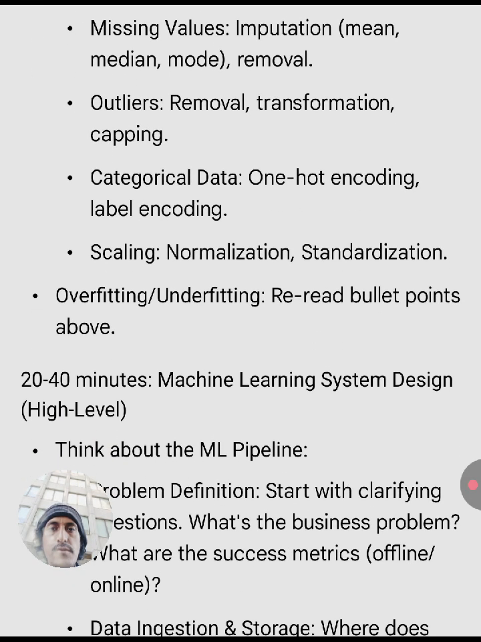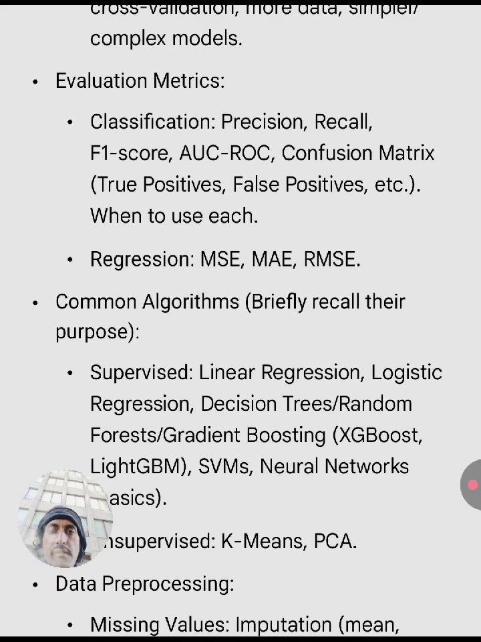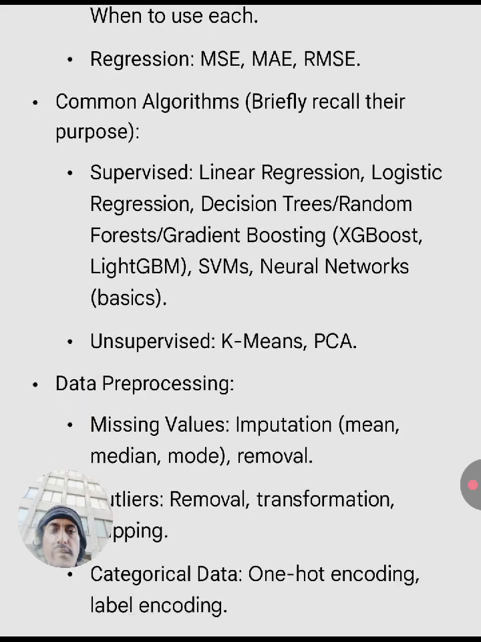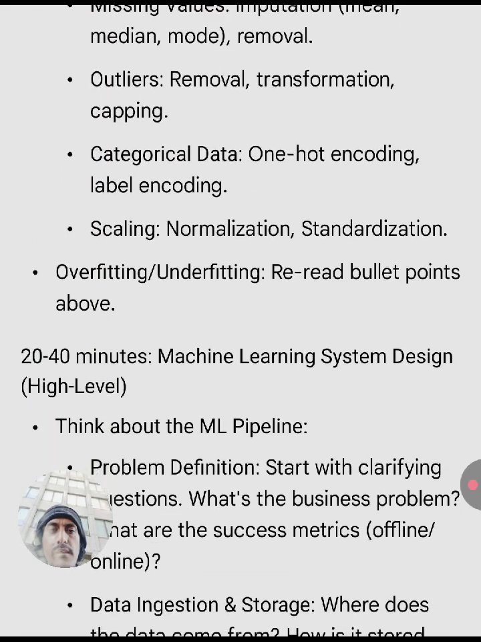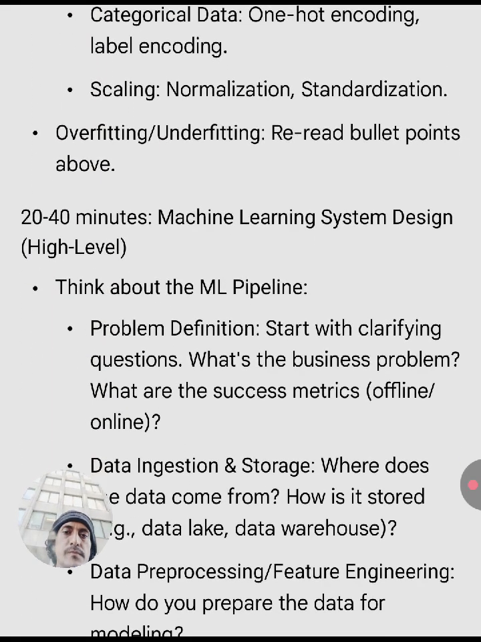Then we have how to deal with overfitting and underfitting, which goes once again with the bias-variance trade-off, model size as well. Then we have about 20 minutes for system design, high level.